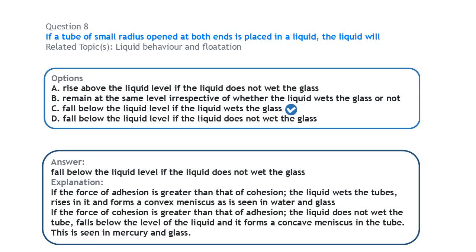But if it were mercury, for example, that you had in that container and then you put a straw in it, you will notice that the level of the mercury inside that straw is going to be lower than the level of mercury in the container, because mercury does not wet glass.